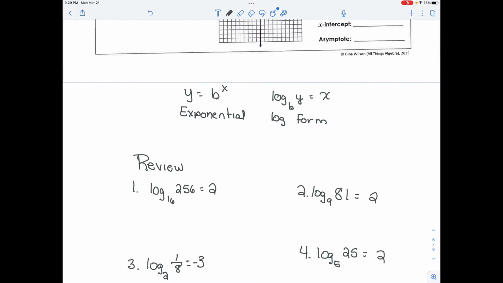In these examples, we did a few of these yesterday, so we want to do a couple more. We're going from log form to exponential form, which means in the end, our answer should look like this. So we're going to start by taking the base, because the base remains the same in both of these. So our b in both of these would be 16.